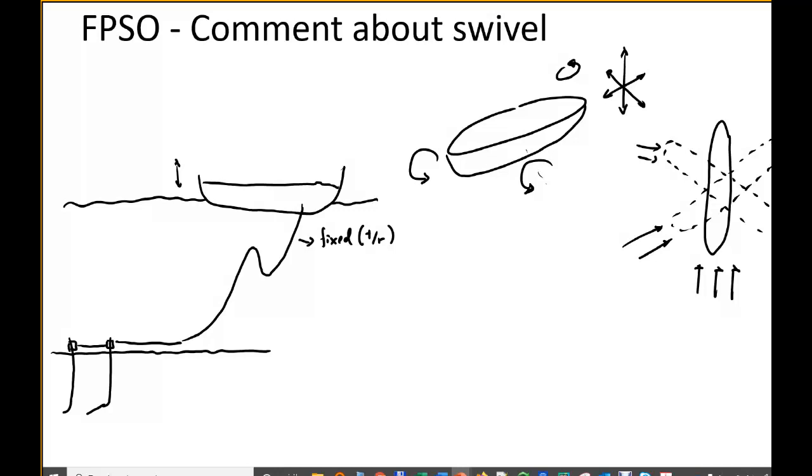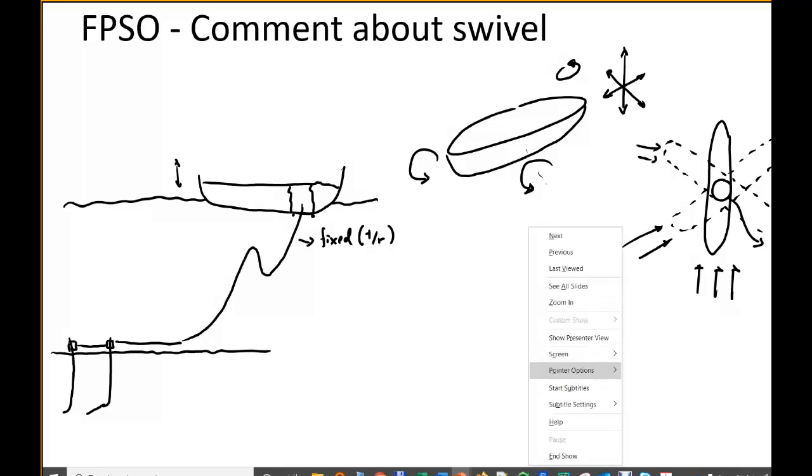So what is done is you create a structure in the center that is not supposed to move, that is called a swivel. And that structure is actually going to be fixed in place. That's the structure that is going to be moored. Let's try to change color here.